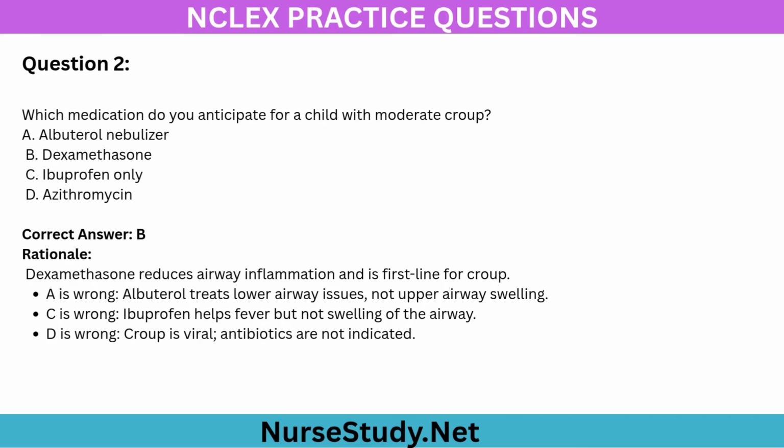Correct answer. B. Rationale. Dexamethasone reduces airway inflammation and is first line for croup. A is wrong. Albuterol treats lower airway issues, not upper airway swelling. C is wrong. Ibuprofen helps fever but not swelling of the airway. D is wrong. Croup is viral. Antibiotics are not indicated.